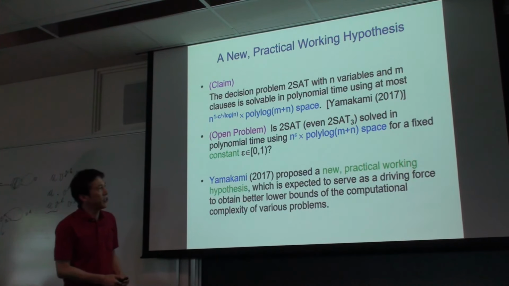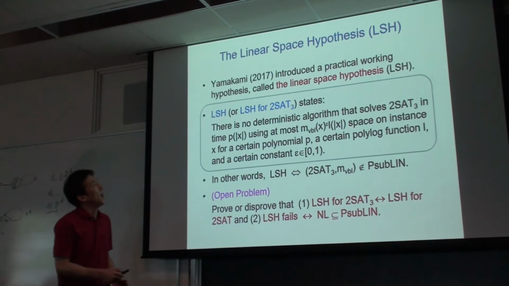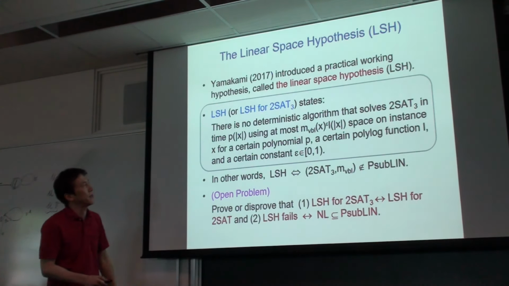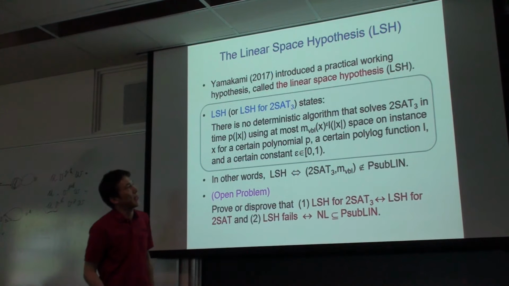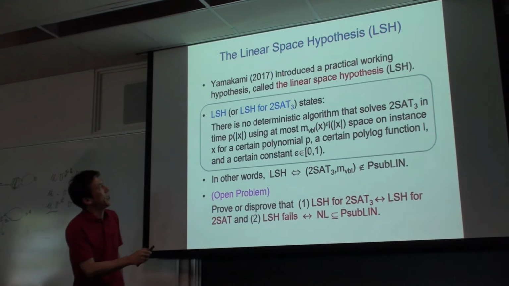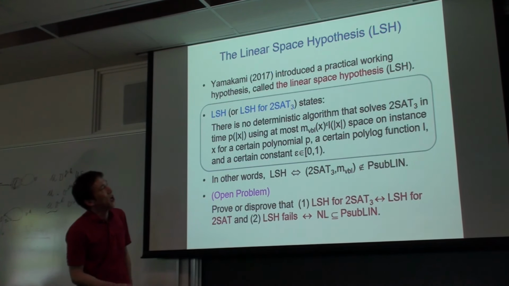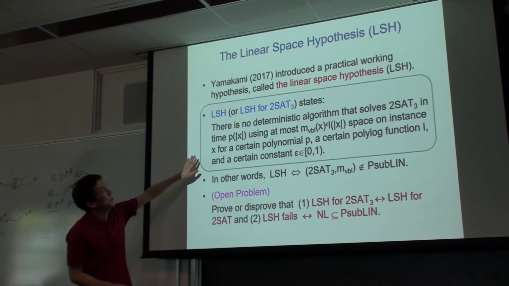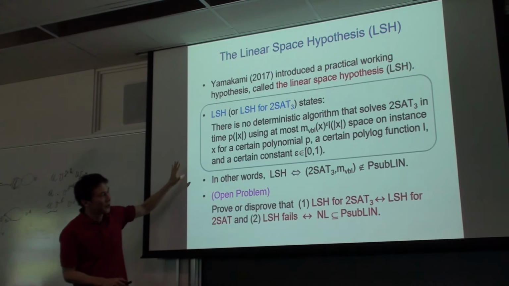And last year, I introduced the practical working hypothesis called LSH, the linear space hypothesis. This is just the linear space version of the exponential time hypothesis. And this says that there is no deterministic algorithm that solves 2-SAT_3, right? Using polynomial time and sublinear space in terms of the number of the variables. So this is just a hypothesis, and nobody has ever proven whether this is true or false, right?